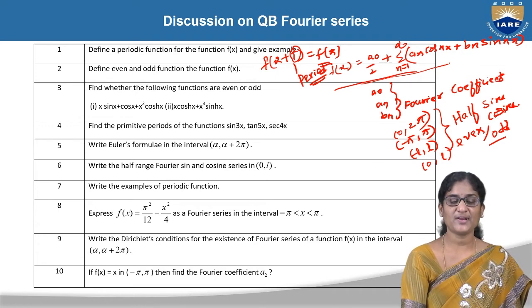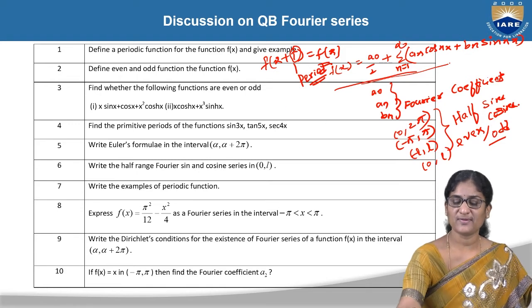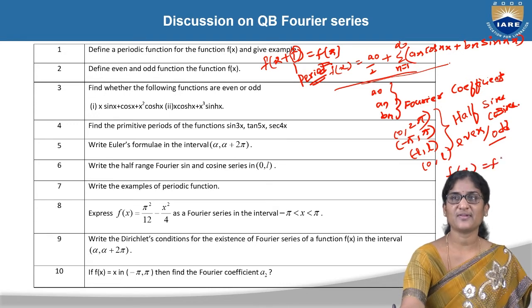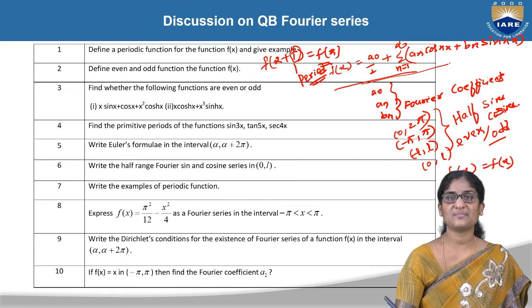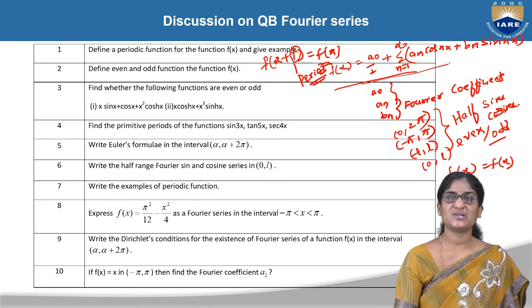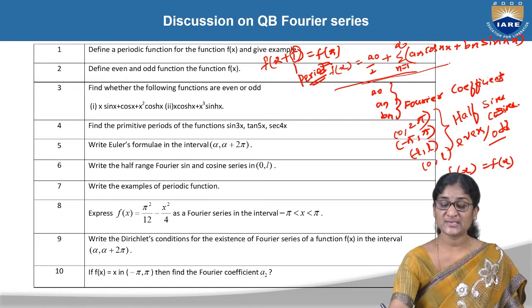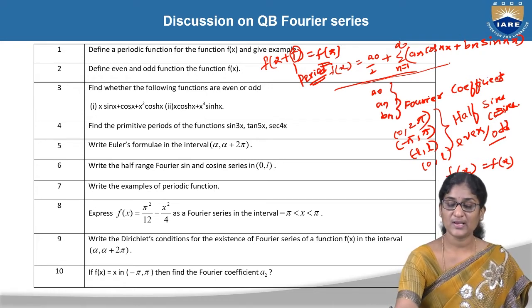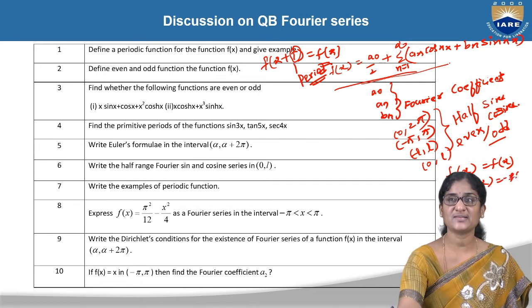Next, define even and odd functions. How to define even and odd functions? A function f of x is said to be even if f of minus x is equal to f of x. That means if you replace x by minus x, we should get f of x. Then the function is said to be even. If f of minus x is equal to minus f of x, then the function is said to be an odd function.